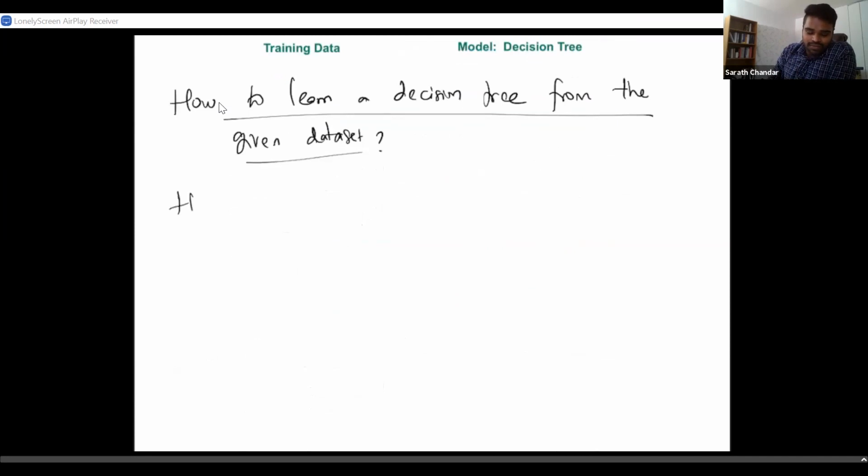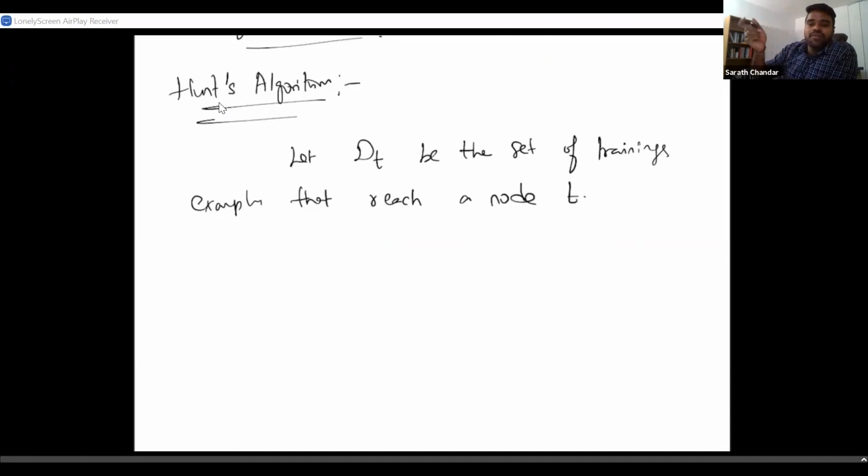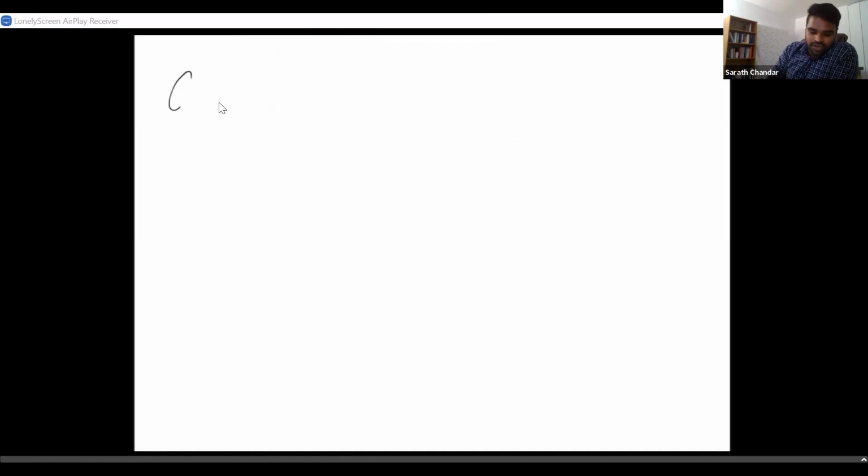Now a simple version of this algorithm is proposed by Hunt, so it's called Hunt's algorithm. Let DT be the set of all training examples that reach a node T. Let's say initially I'm in the root node, and I have DT, which is the set of all the examples. Now how do I divide it, or how do I find the right attribute? Here is a general procedure. We are going to expand on this procedure in the next lecture, but I'll just give you a rough idea of the solution.